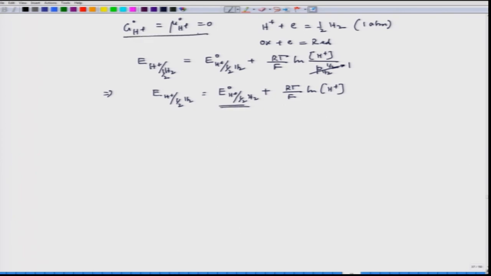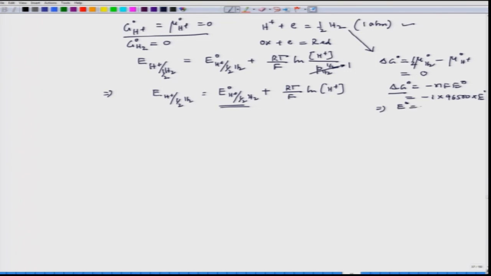Since we know this, the other convention is 1 atmosphere pressure, 25 degrees Celsius, and mu is 0. So if both the quantities are 0, then for this reaction the free energy change delta G0 would be mu of half H2 minus mu 0 of H plus, equal to 0. Now, delta G0 equals minus nFE0, with n equal to 1 for this reaction and F equal to 96500, times E0. So this is 0, so E0 equals 0. This is interesting: the standard reduction potential of the hydrogen evolution reaction is 0.